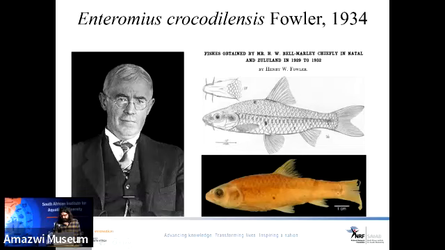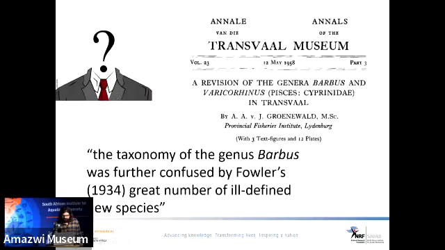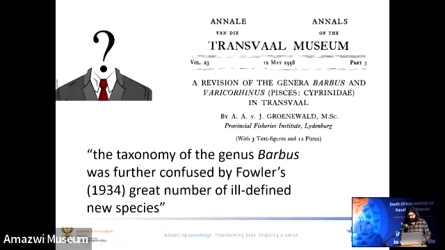He did this description based on a single specimen. And back in those days, prior to genetics and everything, I think some people didn't like the idea of species being described on just one specimen. And so the problems came: Enteromius argenteus is never mentioned in the literature in the early 20th century as occurring in South Africa.